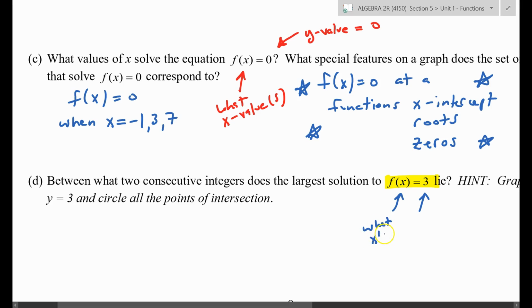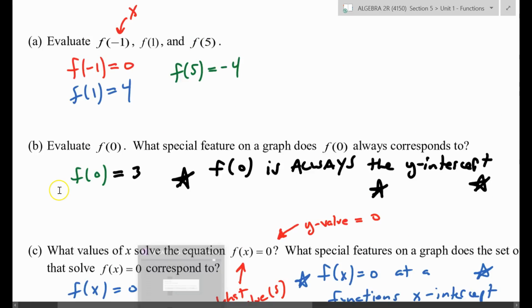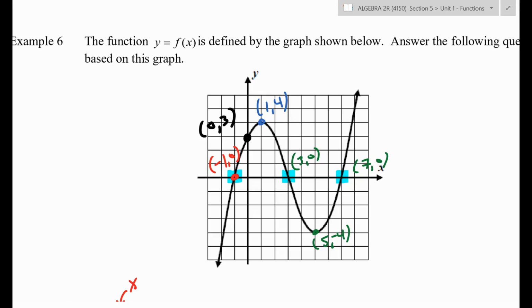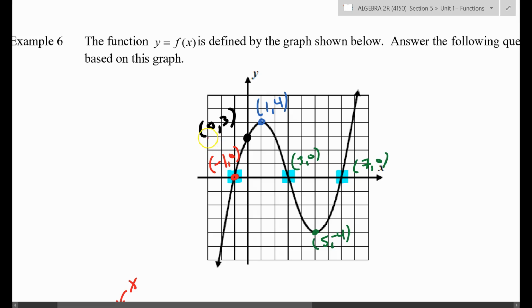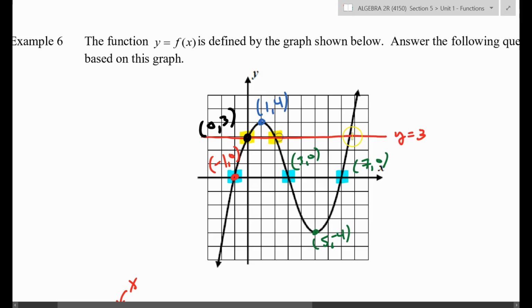What x values give me a y value of 3? Okay, so I'm seeing hands up. Awesome. There's 2 of them, right? So let's go up here. Oh, there's actually more than 2 of them. Where do I have a y value of 3? Well, isn't that y equals 3? Does this graph cross that? How many times? Once here, and once there, right?